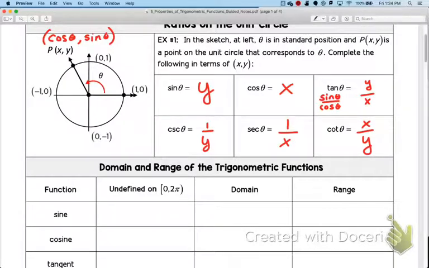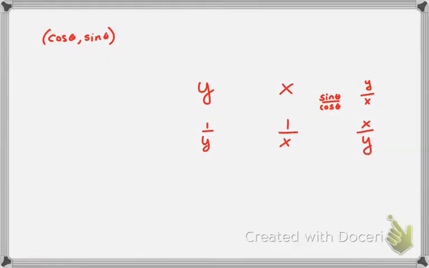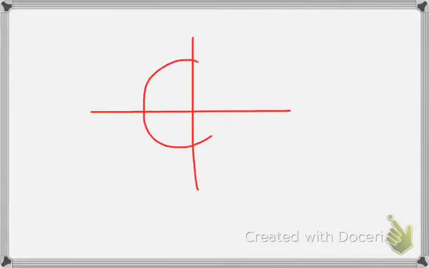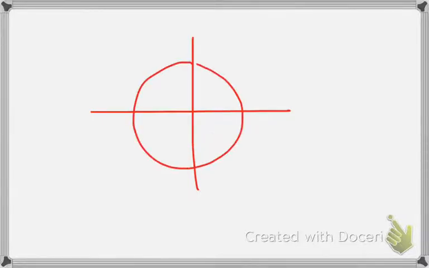Now we're going to do a little sidebar so we can start talking about the domain and range of trig functions. You can either just watch this or put it in your notes, that's up to you. It's just for some context about where these come from. Here I'm going to make a unit circle. Remember we have 1, 1, negative 1, negative 1, so it's 1 unit all the way around for your radius.